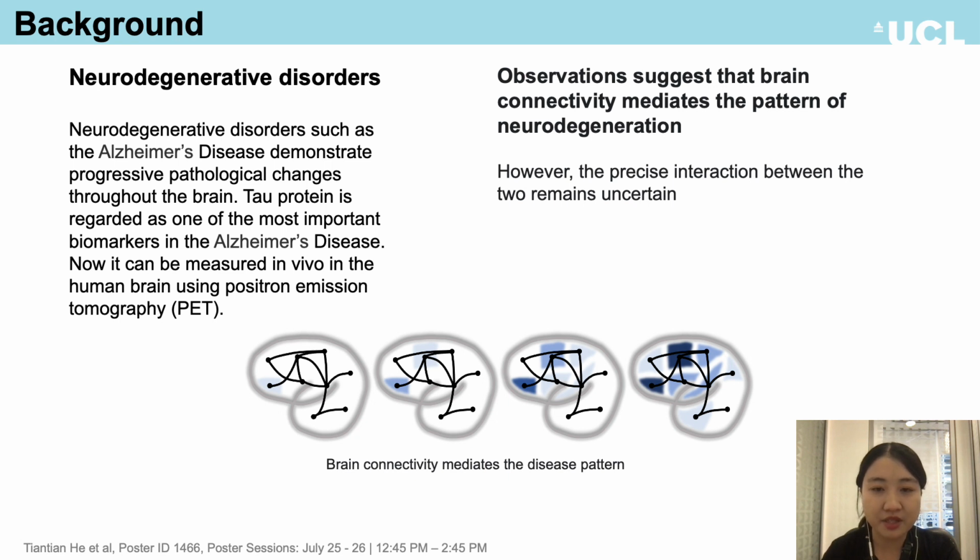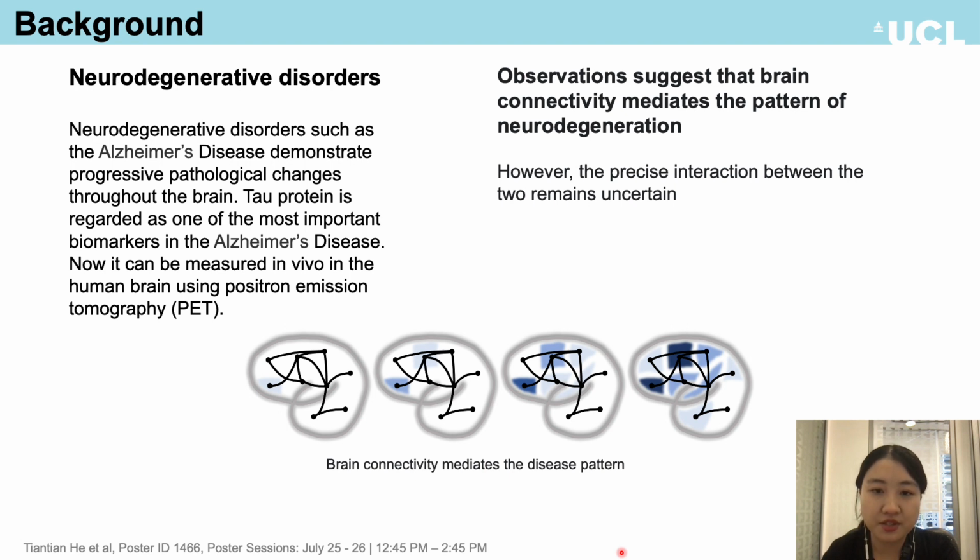Our work aims to uncover the underlying complex mechanisms of neurodegenerative disorders, especially Alzheimer's disease. Such kinds of diseases demonstrate progressive pathological changes throughout the brain. This work focuses on tau protein, a key biomarker in Alzheimer's disease, since it has been discovered that the abnormal aggregation of tau tangles plays an important role in the process of neurodegeneration.